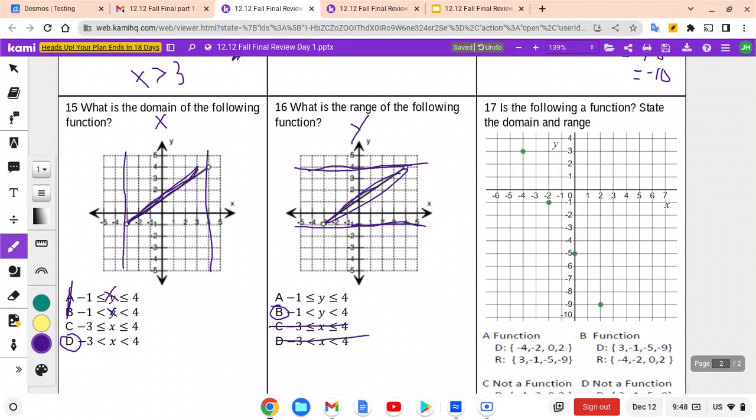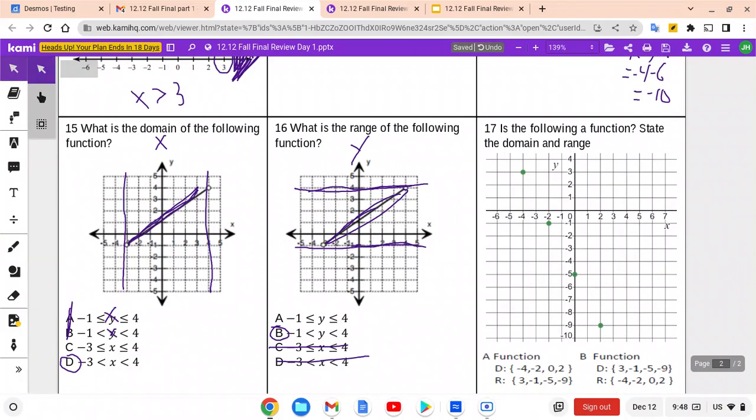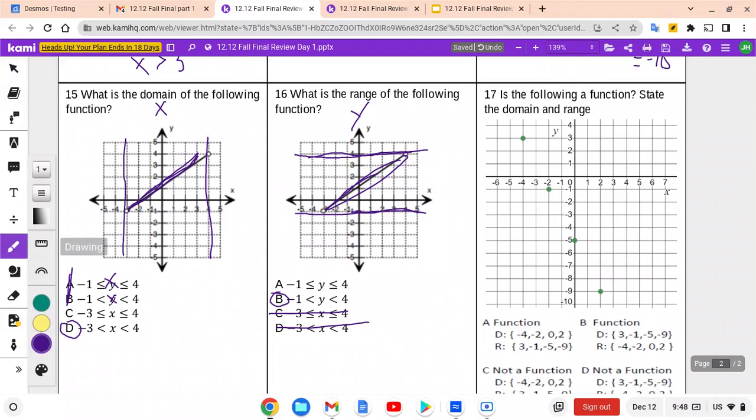Is the following a function? Well, let's see on number 17. Does it pass the vertical line test? Remember, a vertical line test says you can only cross through the graph one time. So yes, it is a function because each line only touches the graph once.